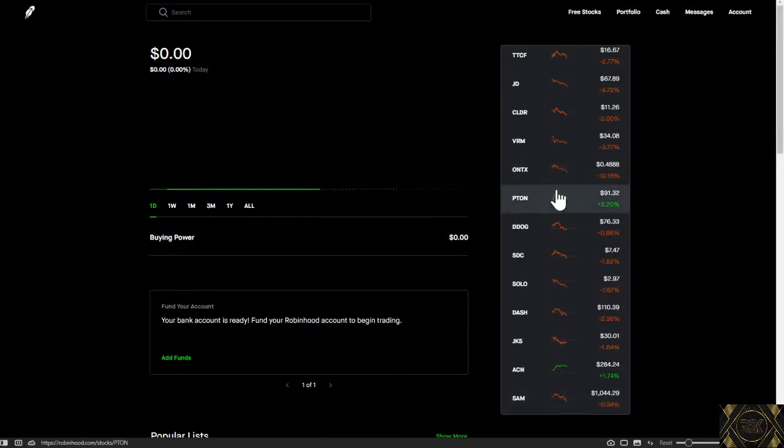Now you can see we have tickers such as JD moving down. Remember, whenever the market is falling, small caps are going to be the ones that get hit first. That's going to be IWM.